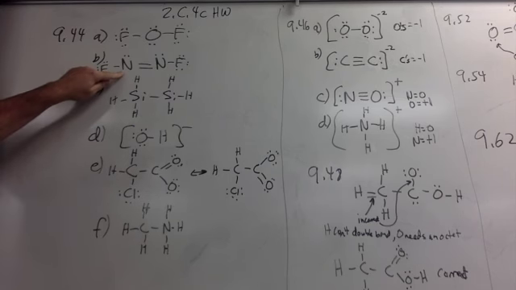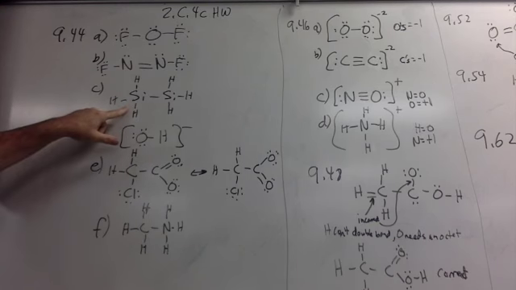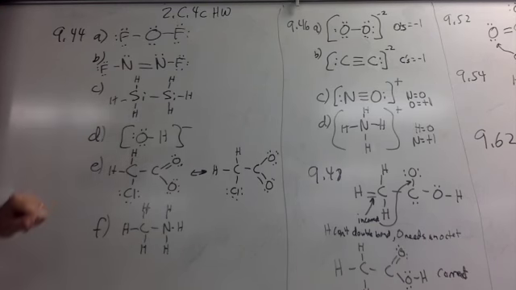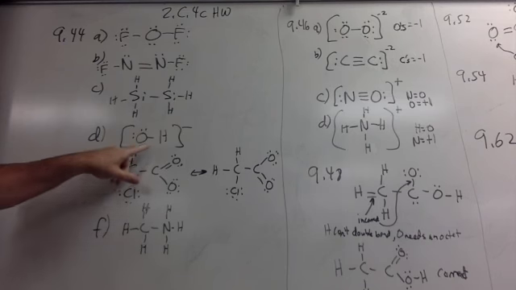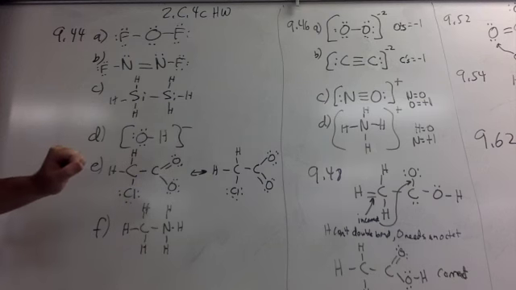N2F2 requires a double bond between the ends to make the number of electrons work for the molecule. Si2H6 works well without double or triple bonding. OH minus, remember the minus charge means an extra electron, so OH minus works like that.